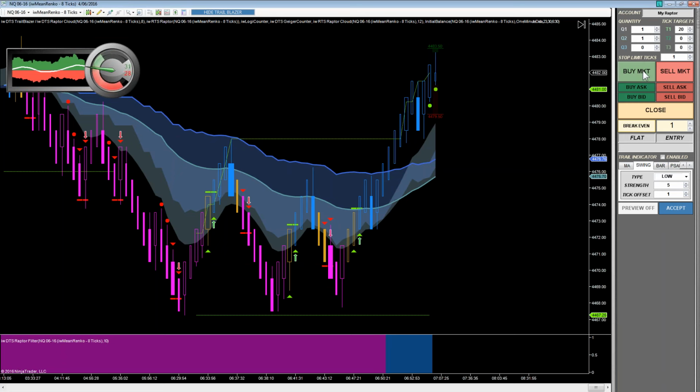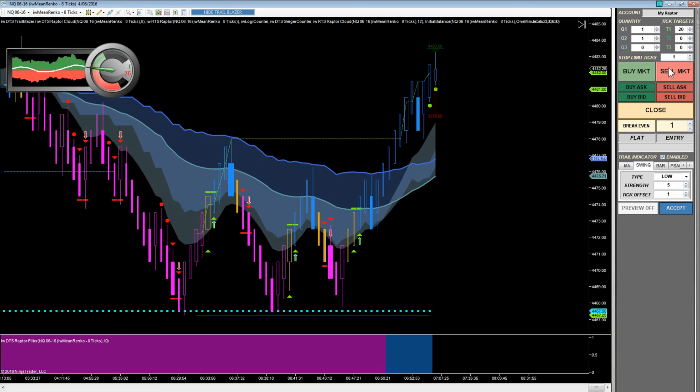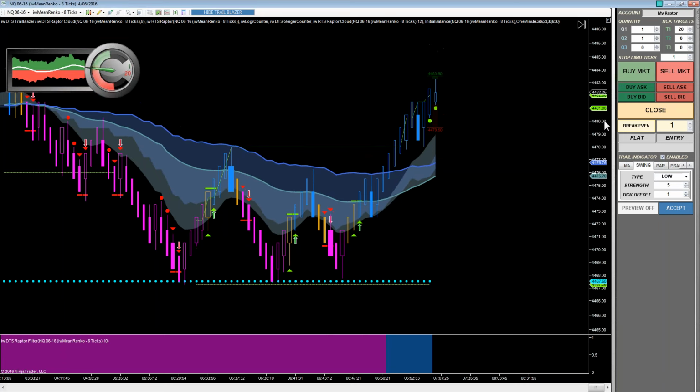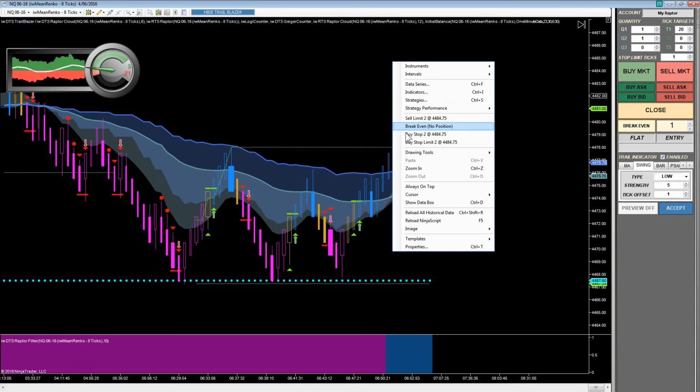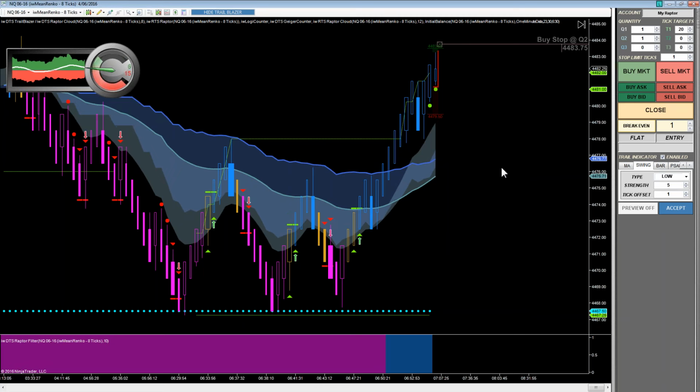And I can either enter via the buy market button or sell if I wanted to, but I can enter through the buy and sell market buttons, or I can also right click and bring my order in to where it's going to fill.